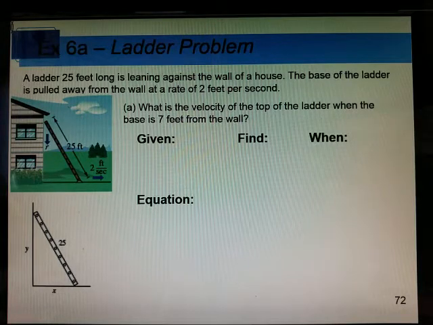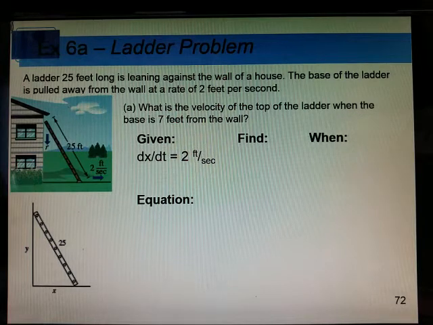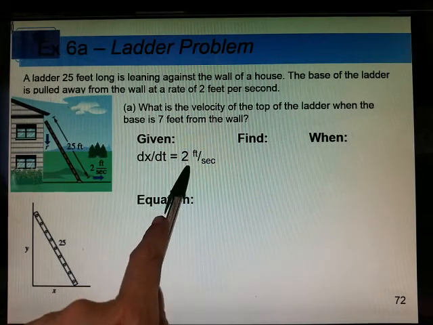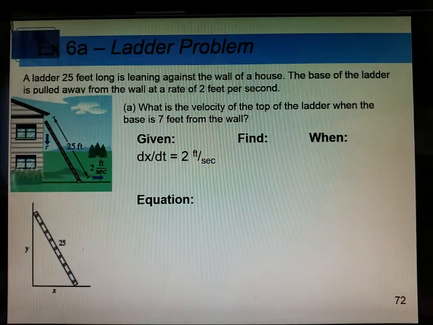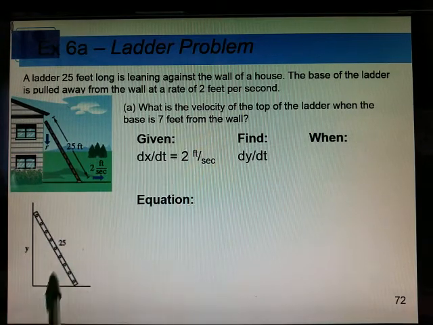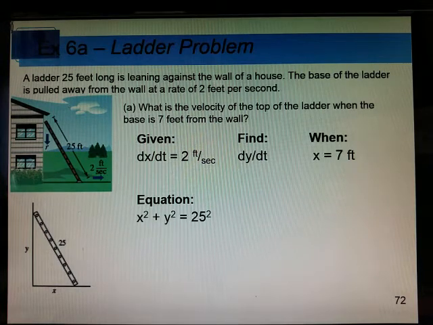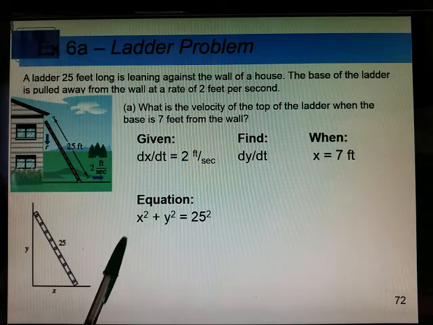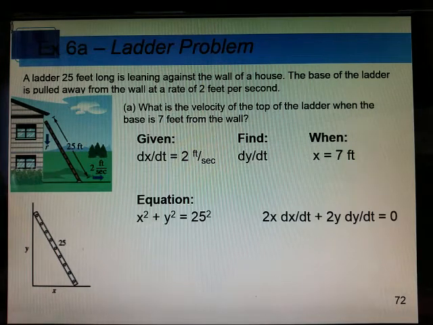What am I given? I'm given the ladder's being pulled at the rate of 2 feet per second from the wall. So this x right here is increasing at 2 feet per second. I'm supposed to find this dy/dt when the base is 7 foot from the wall. So that would mean when x is 7. My equation would be the Pythagorean theorem: x squared plus y squared is 25 squared. Take the derivative: 2x dx/dt plus 2y dy/dt equals 0.